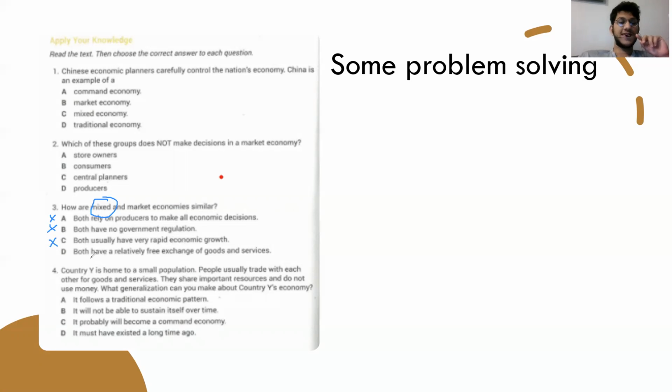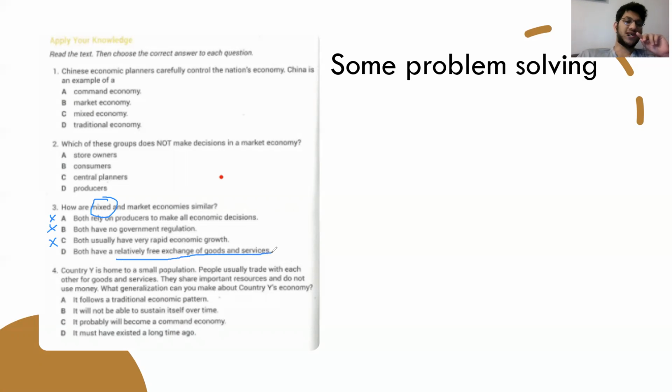What we're left with is D, which is both have a relatively free exchange of goods and services. That does seem appealing because, as we talked about, because consumers and producers make all the decisions, there seems to be a lot of trade in mixed and market economies. Both have a relatively free exchange of goods and services because the government doesn't control all the decisions. So, what does this even mean? Relatively free exchange of goods and services?